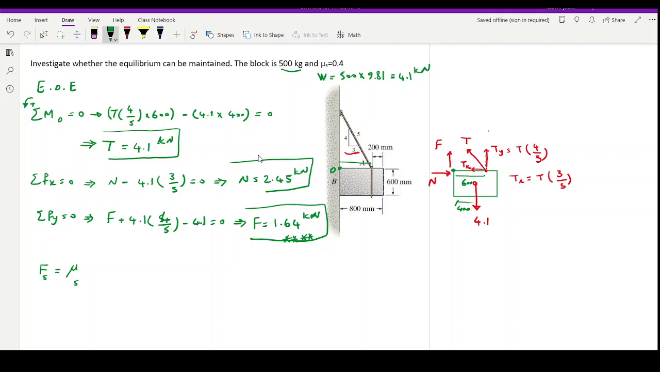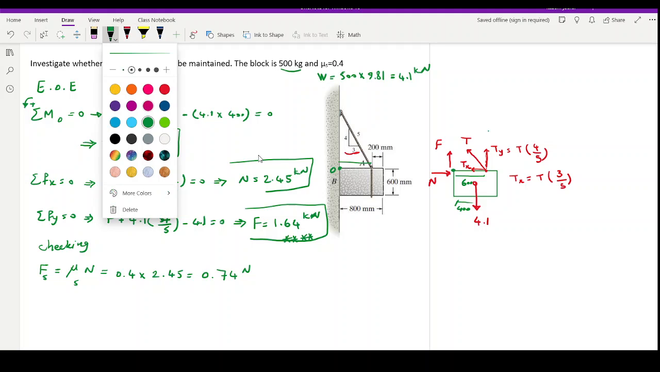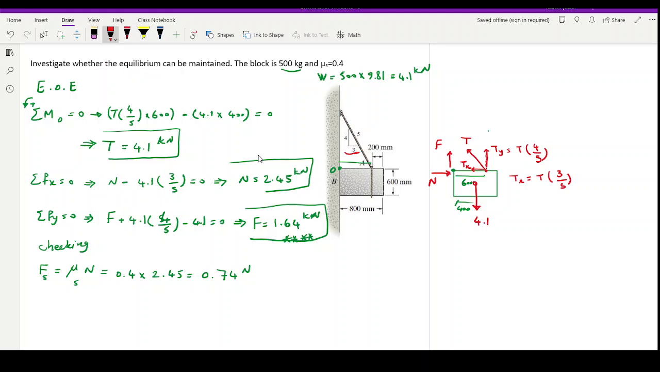So Fs, this is for checking. Fs is equal to mu s times N, and that's equal to 0.4 times N, which we calculated here. It's 2.45, and that's going to be equal to around 0.74 Newton. I'm using red color because it is not sufficient. This is smaller than what we calculated or what we needed. Therefore, it's not enough.